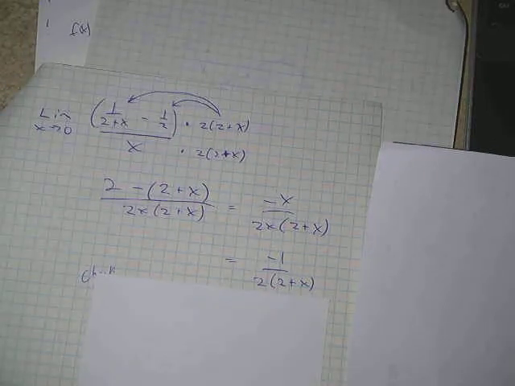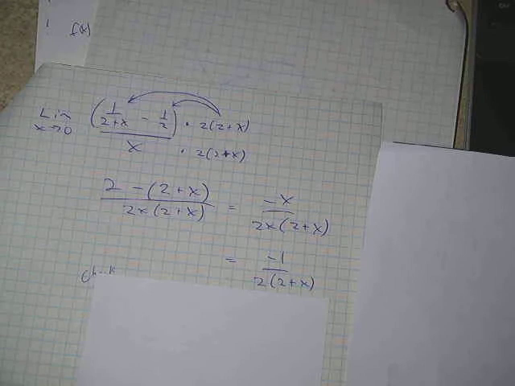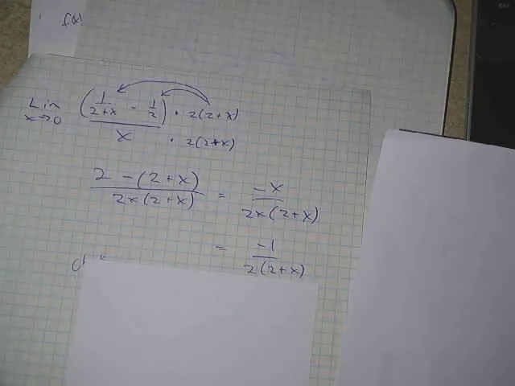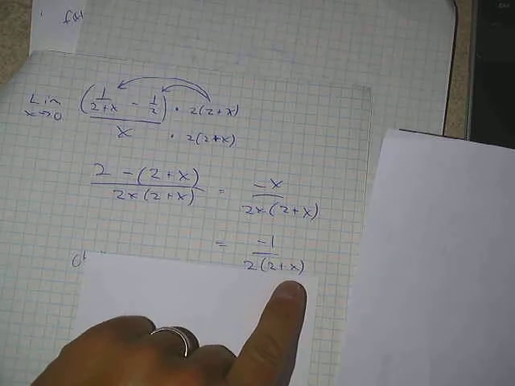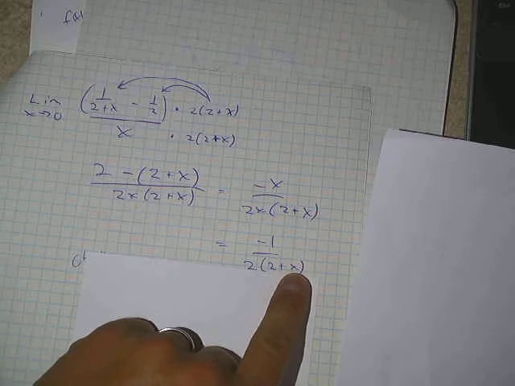Anybody see why I wouldn't have distributed the bottom? What's going to happen on top and bottom right now if I just keep it like that? What do we have here? We got x and x, don't we? So x and x can be divided by one another. And we wind up with negative 1. And then the bottom is 2 times 2 plus x.